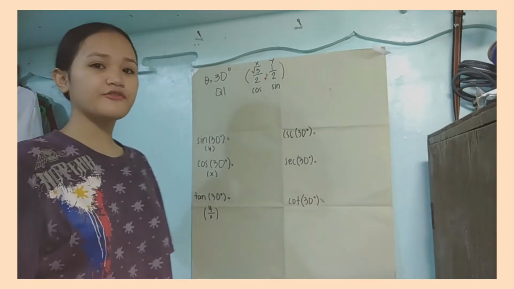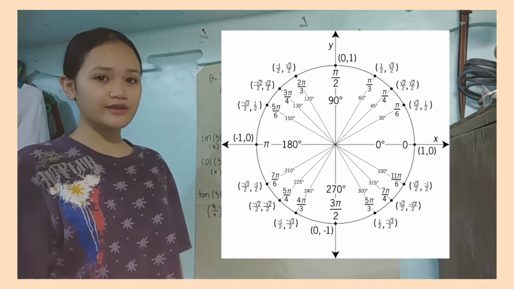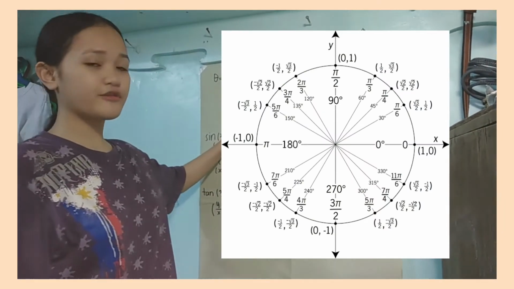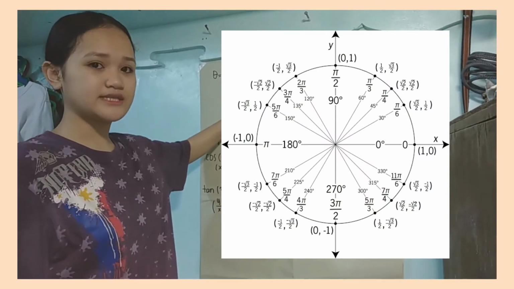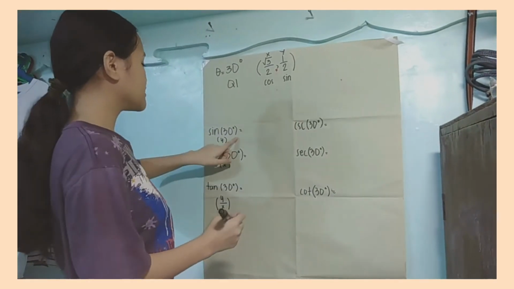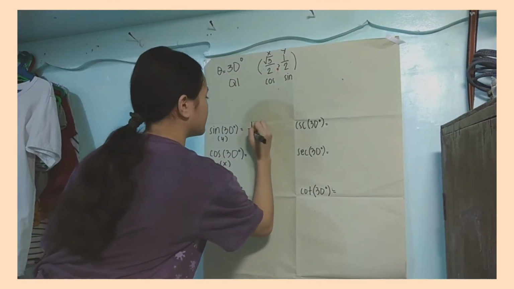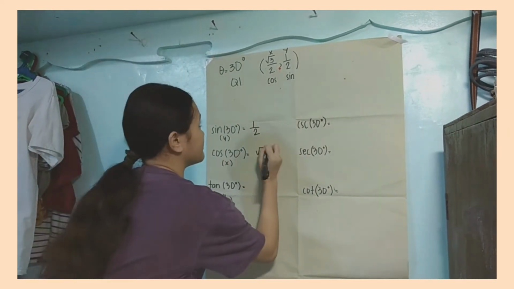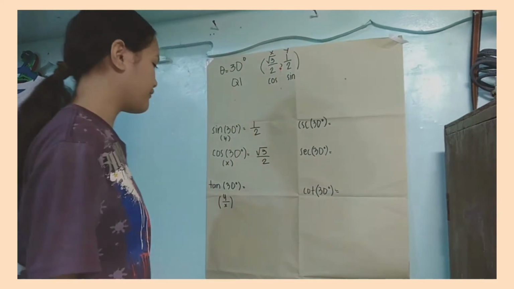We're given an angle of 30 degrees. So in a unit circle, the coordinates of 30 degrees are square root of 3 over 2, which is the cosine, and 1/2, which is the sine. So now, let's input them in the 6 trigonometric functions. So sine 30 degrees is 1/2. The cosine, square root of 3 over 2.